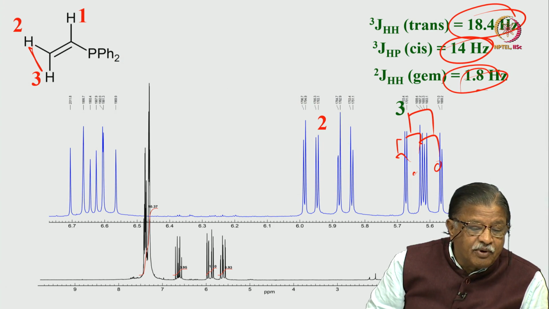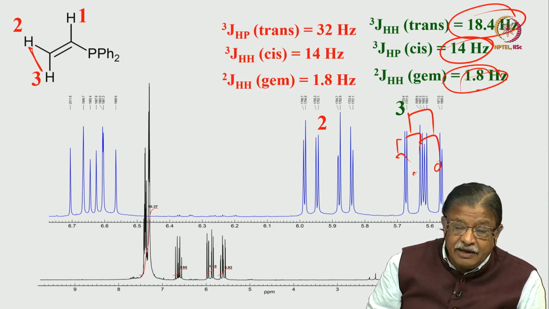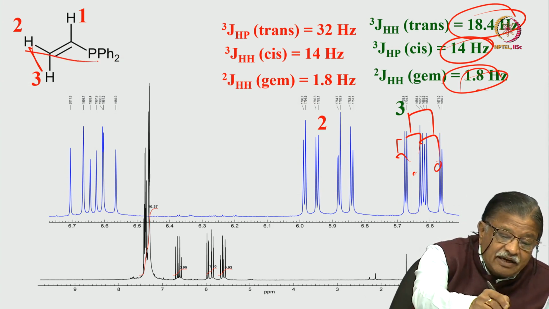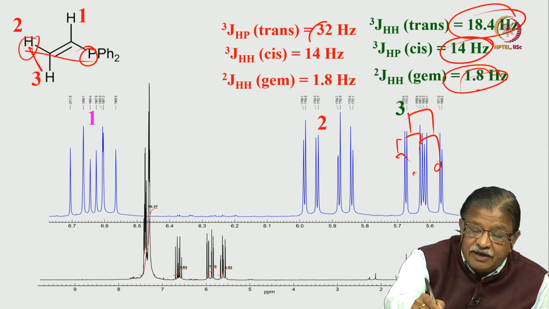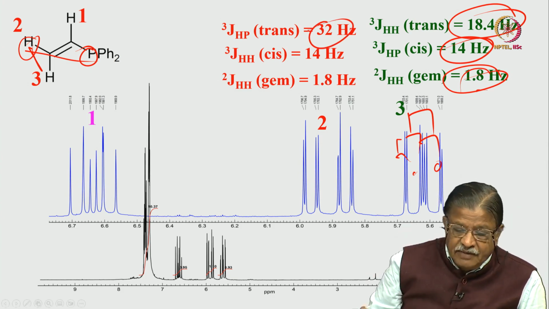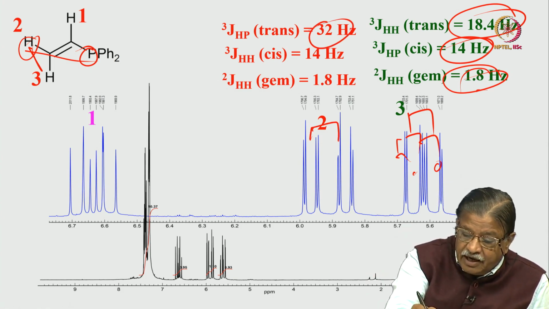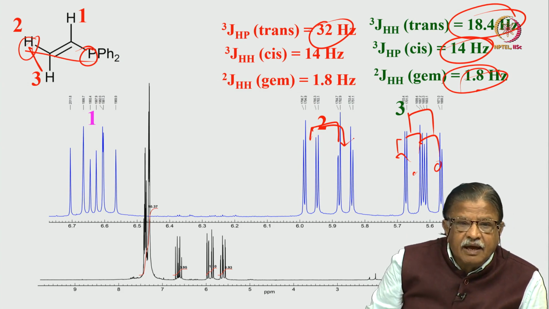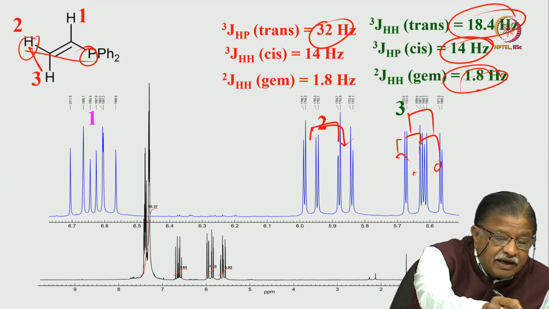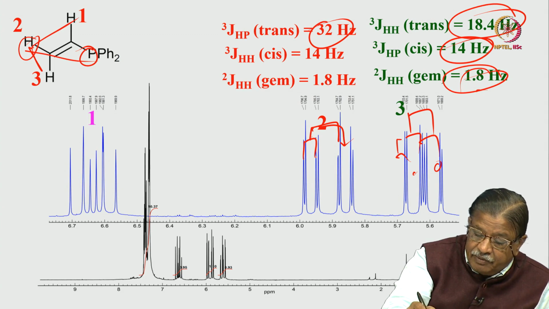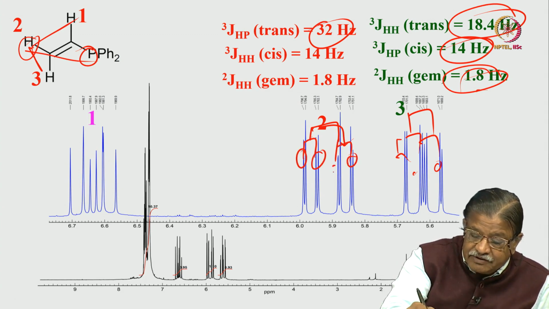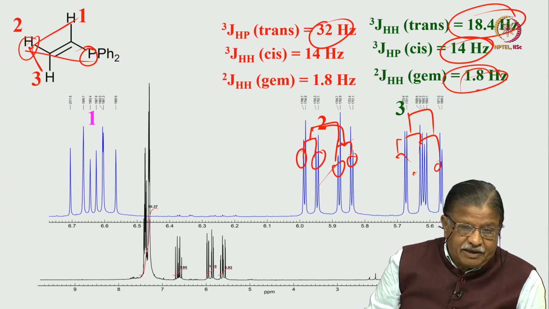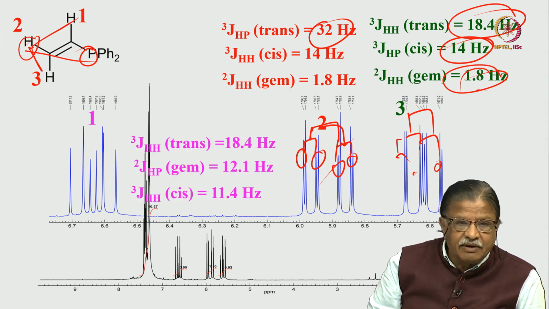Next one I would say this is proton 2. Why did I say that? Remember, the trans coupling is larger and the trans coupling with phosphorus proton is huge, of the order of 32 hertz, quite large. So, there is a large separation here into a doublet, and each line of the doublet is split because of the cis coupling into 2 doublets, and further each is split into a doublet because of geminal coupling. This is an 8 line pattern. Go to the next one.